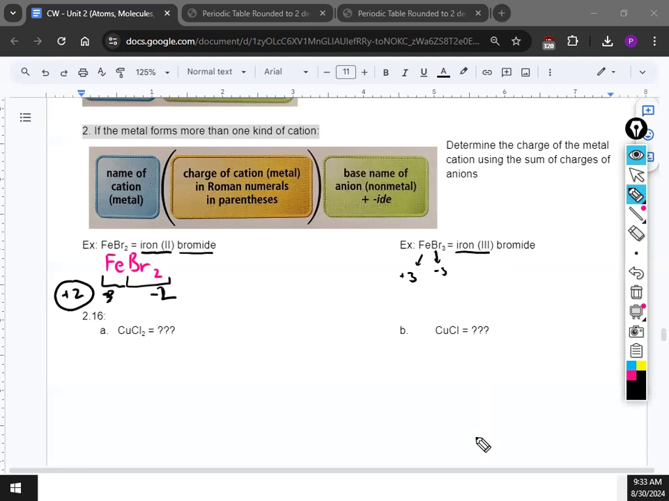Any questions on that? Hopefully it's not too bad. All right, I will give you guys 2 minutes. I want you guys to find out the names of those two compounds right there. I want you guys to do A and B.